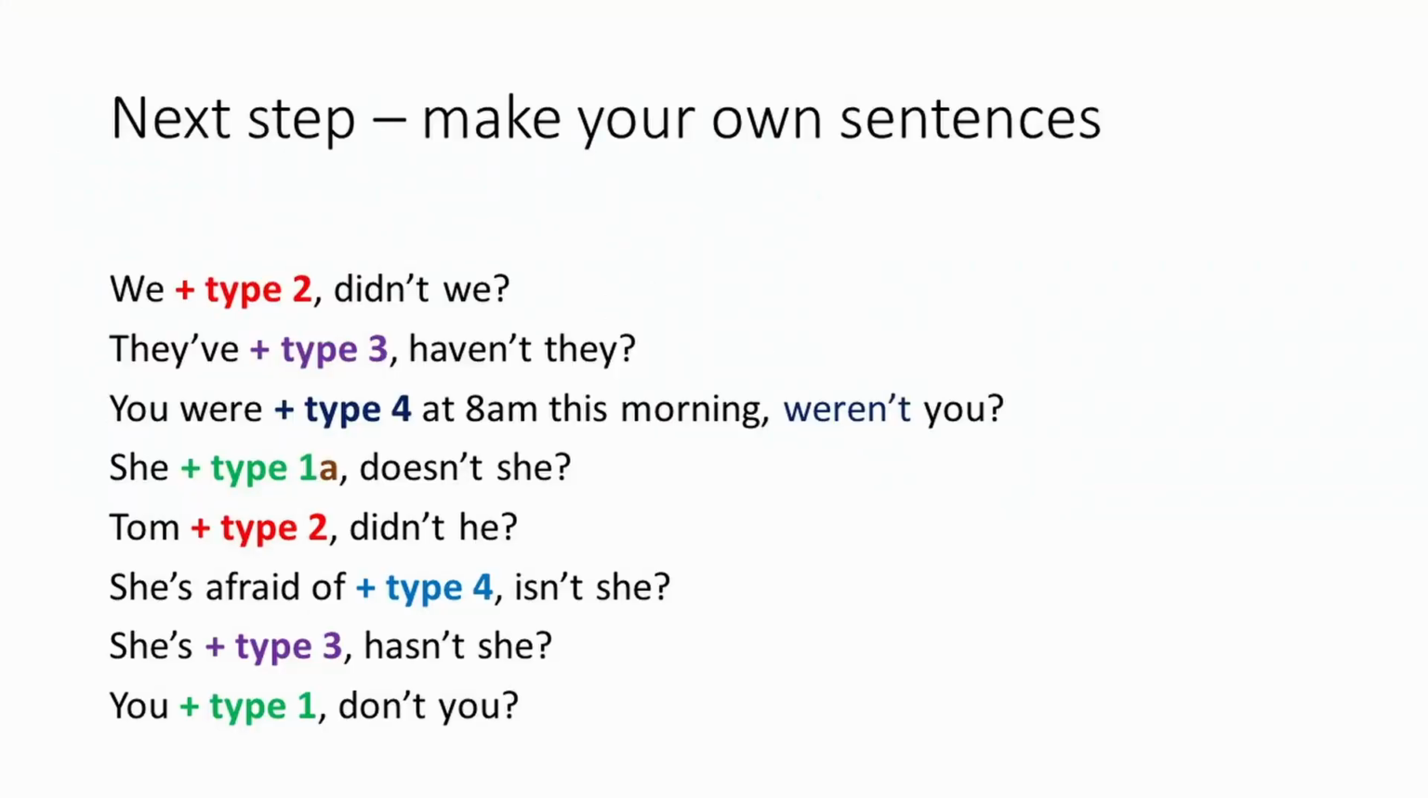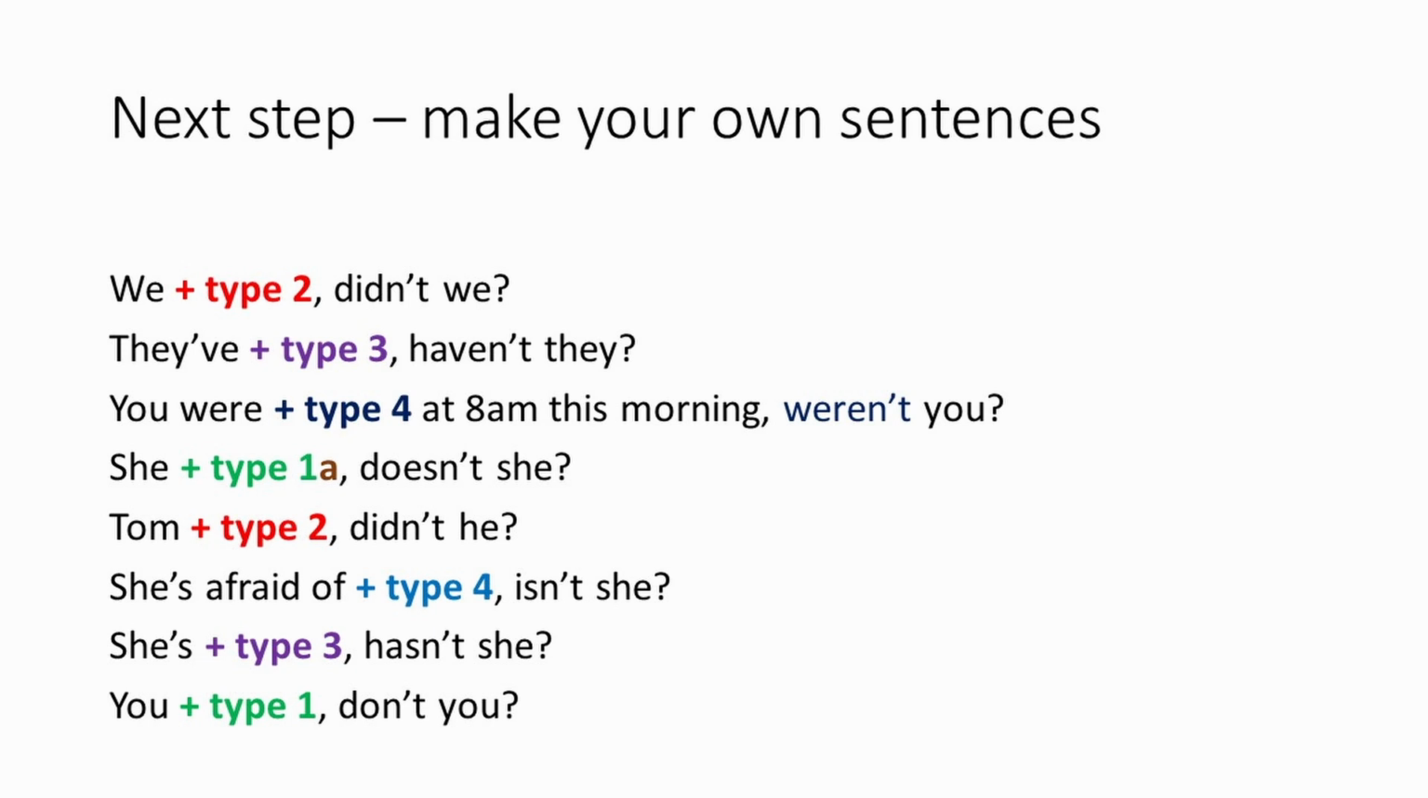So the exercises you've been doing so far, you were choosing the right type for the action. The next step is to start making your own sentences. And we can do this with this framework that's on the screen. So we plus type 2, didn't we? So think of 3 sentences with a type 2.